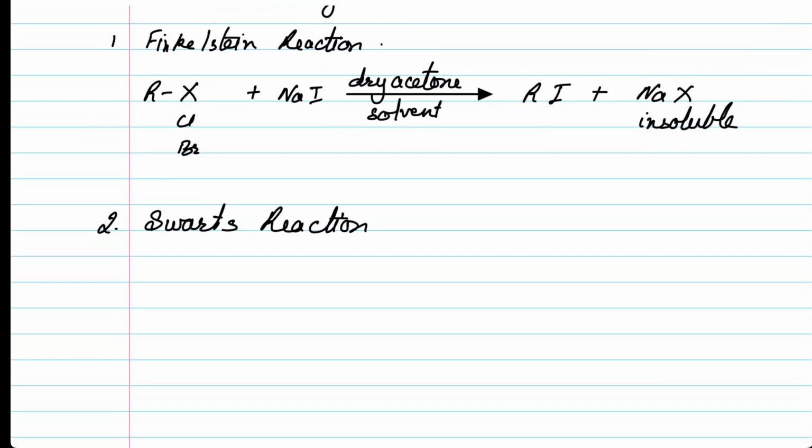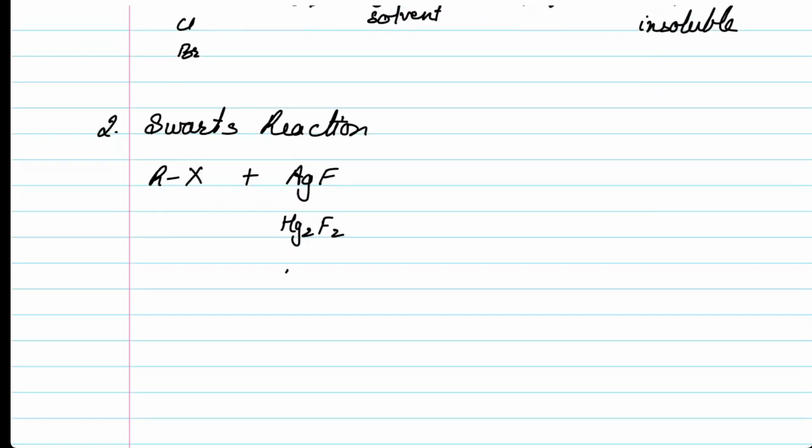The Swarts reaction is the only practical method of preparation of alkyl fluoride. In this case, again, we have RX, which could be RCl or RBr, and we react it with a heavy metal fluoride. That heavy metal fluoride could be AgF, could be Hg2F2, could be SbF3, or some other heavy metal fluoride. If we heat the alkyl halide with a heavy metal fluoride, it would lead to the formation of alkyl fluoride along with the heavy metal chloride or bromide.